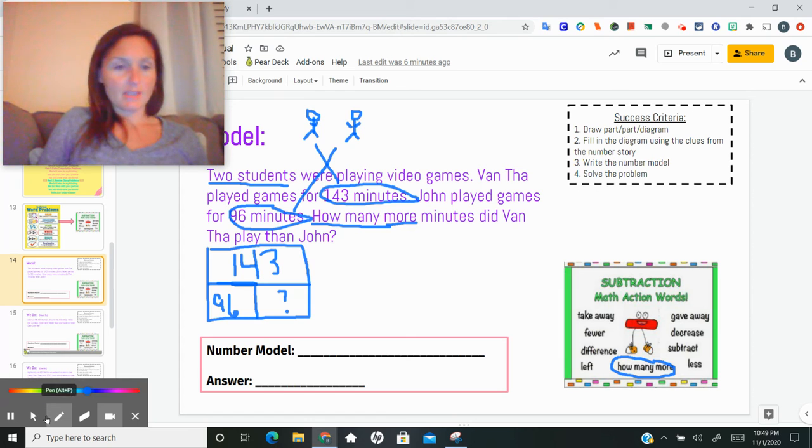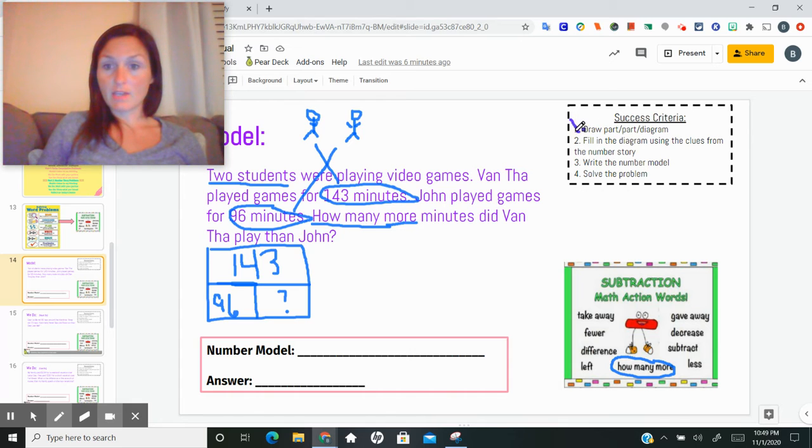Okay, so that's where things can get a little tricky when we're solving like this. So I'm going to go ahead and show you how to now subtract. So I filled this in. I now know the clues. So my number model here is 143 minus 96. And I'm trying to figure out what my answer is. I don't know yet, so I'm going to put a question mark.